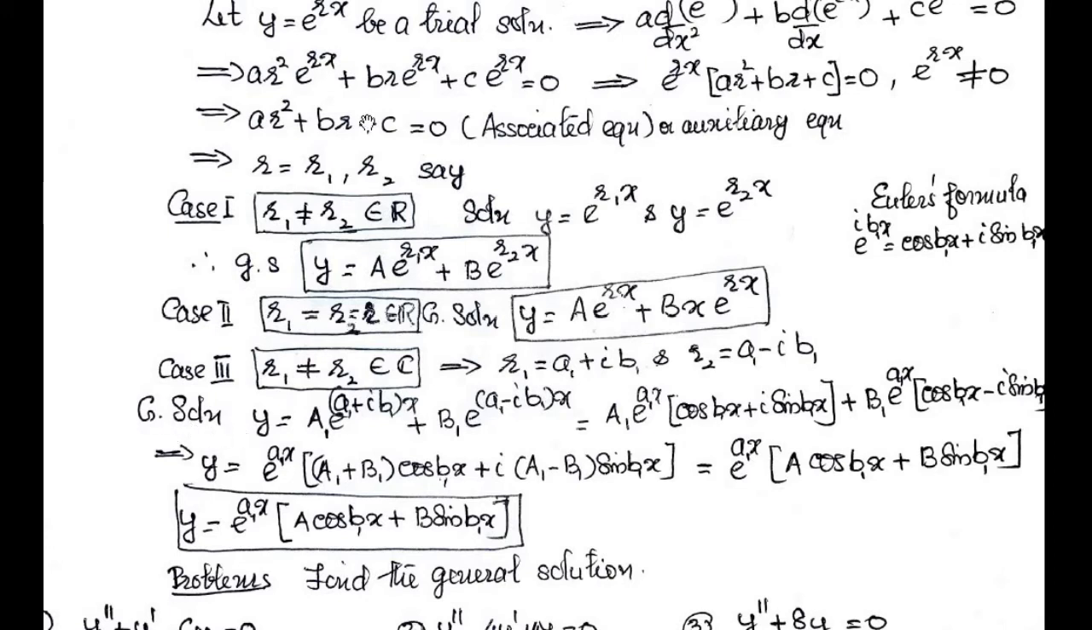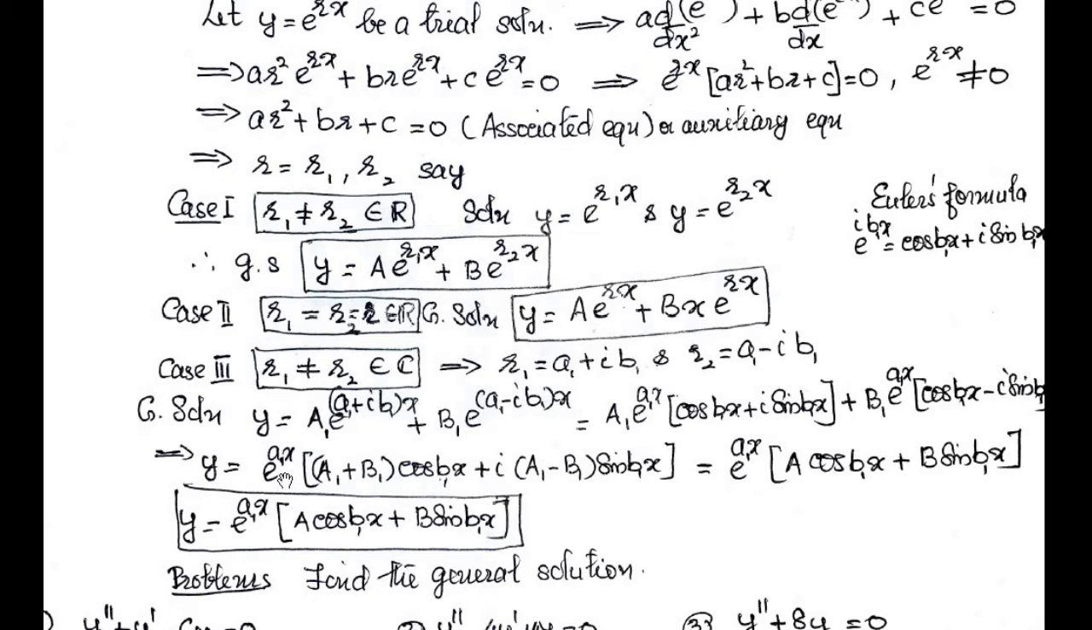Our trial solution is y equal to e raised to rx, and using this expression we write it as y equal to a1 e raised to (a1 plus ib1)x plus b1 e raised to (a1 minus ib1)x, and using Euler's formula we write it as a1 e raised to a1x into (cos b1x plus i sin b1x) plus b1 e raised to a1x into (cos b1x minus i sin b1x).